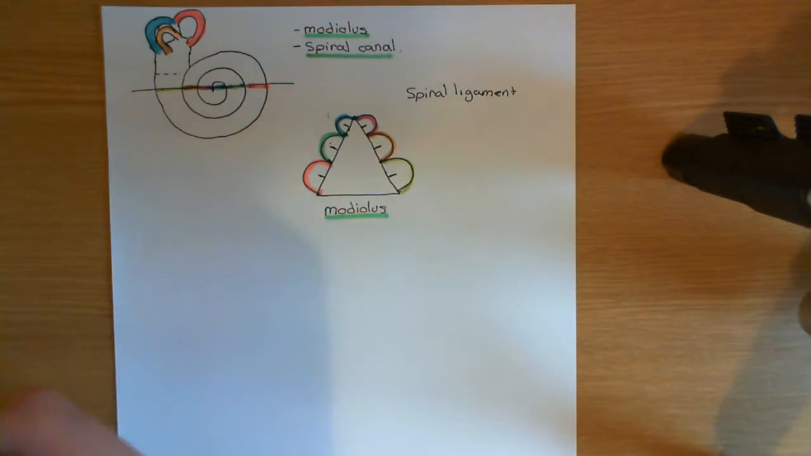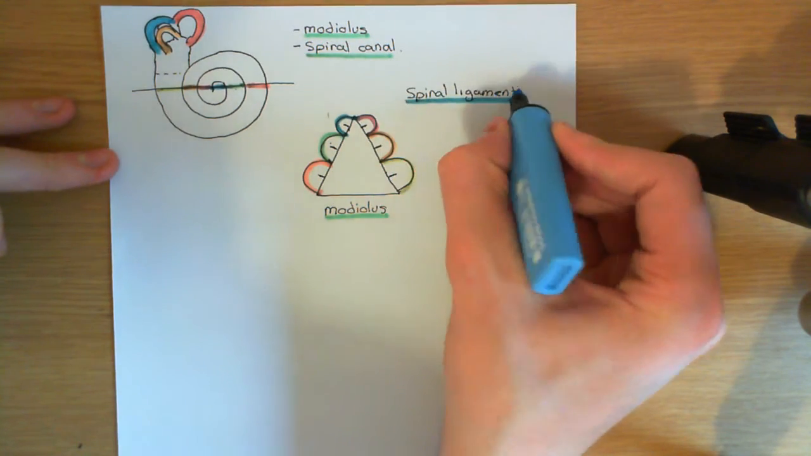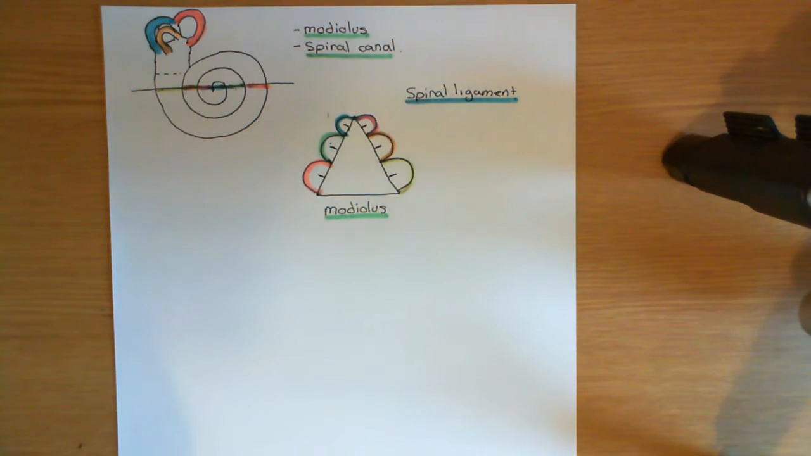So this raised portion of bone on the surface of the modiolus, that's known as the spiral ligament, and we'll see that the spiral ligament is going to have one of the membranes that's inside the bony cochlea attached to it. Okay, right, so that's enough discussion of the bony cochlea then.